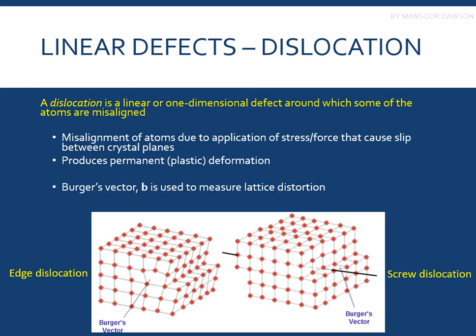Here you can see that there are two types of dislocations. One is the edge dislocation and the other is the screw dislocation. In an edge dislocation, usually a tensile force is applied. You can see that there is a crystal lattice and these atoms are shifted over here. This is basically the quantity of dislocation which is measured by the Burgers vector B, and this is usually caused by plastic deformation while we are applying an external force.